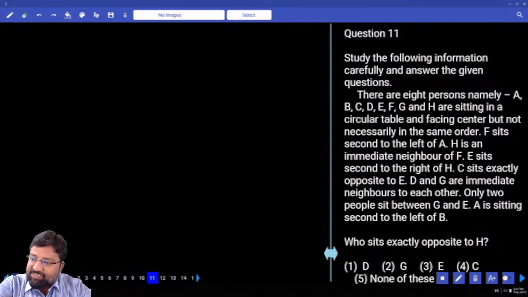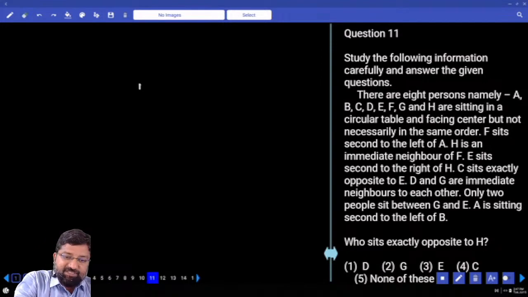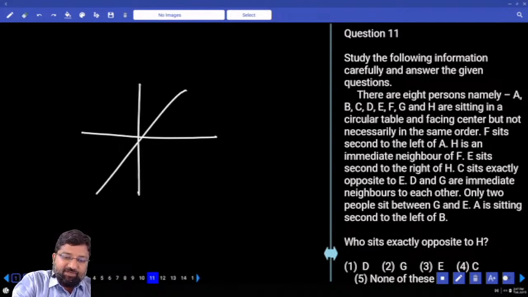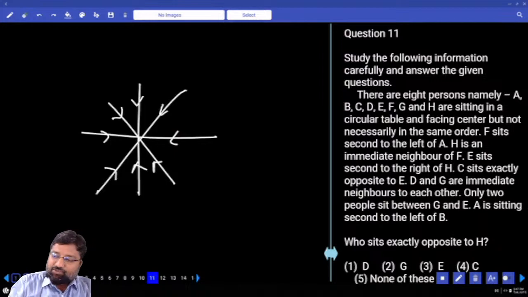There are 8 persons, namely A, B, C, D, F, G, H, sitting around a circular table facing the center but not necessarily in the same order. How many persons? 8 persons. Sitting around the circular table facing the center. Everyone here is facing the center. So no problem at all.